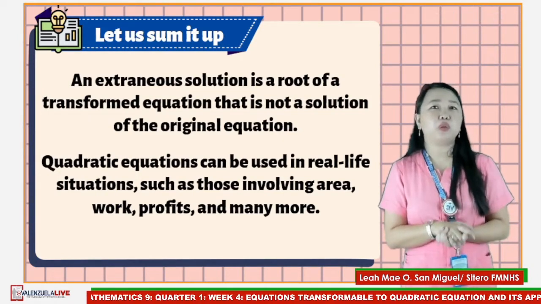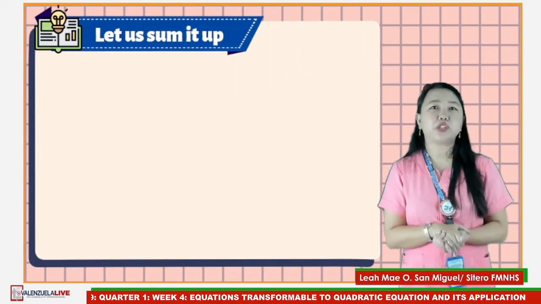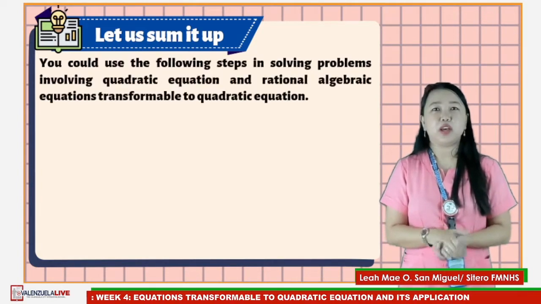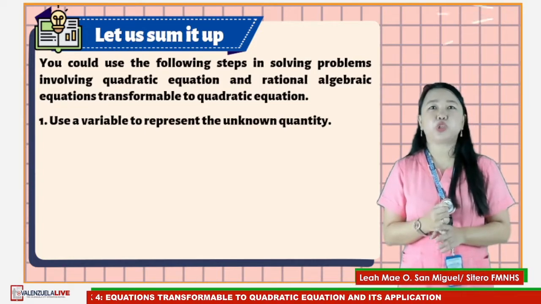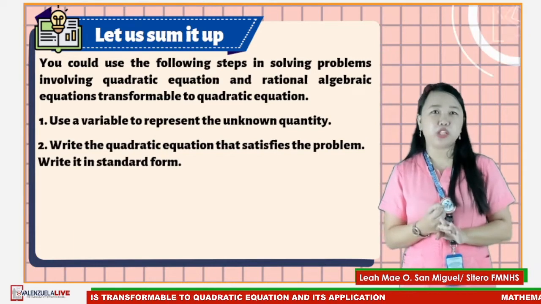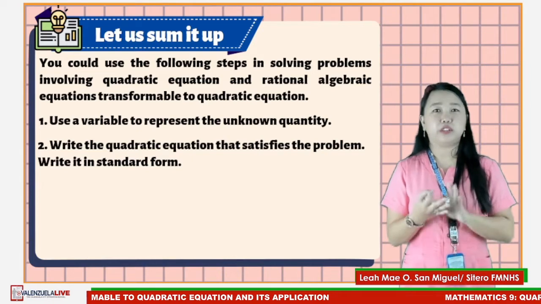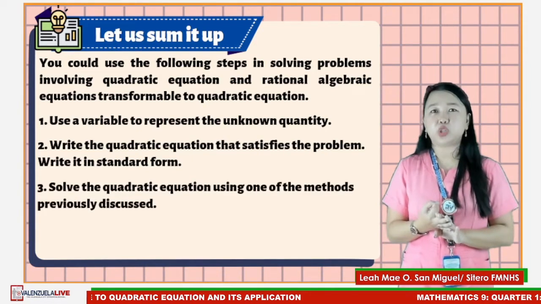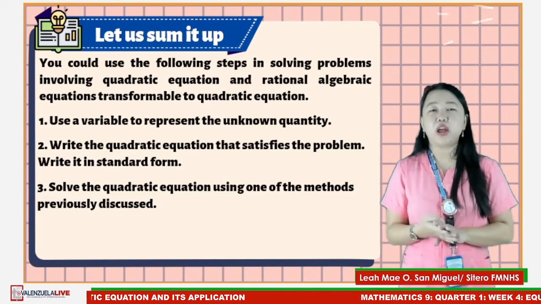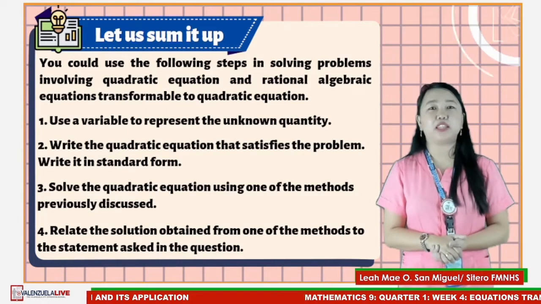You could use the following steps in solving problems involving quadratic equation and rational algebraic equations transformable to quadratic equation. 1. Use a variable to represent the unknown quantity. 2. Write a quadratic equation that satisfies the problem. Write it in standard form. 3. Solve the quadratic equation using one of the methods previously discussed. And 4. Relate the solution obtained from one of the methods to the statement asked in the question.